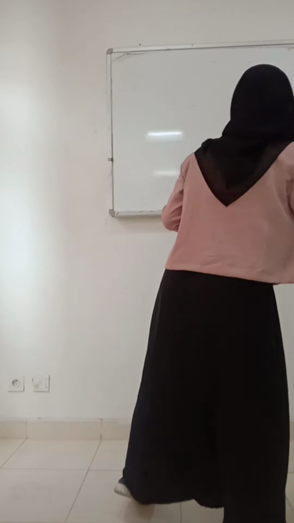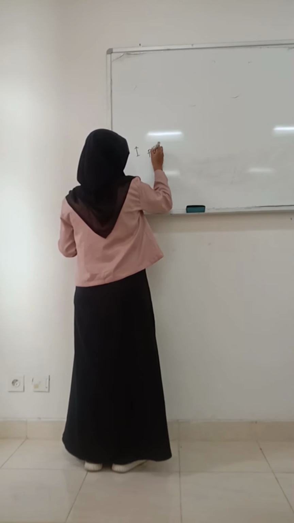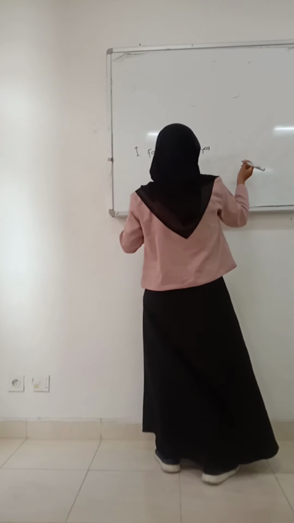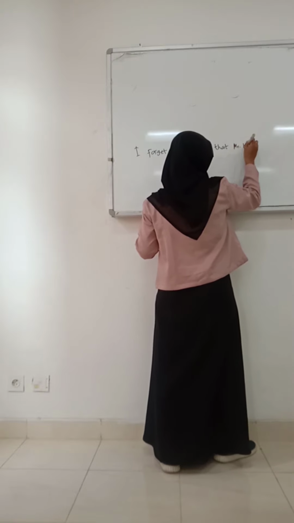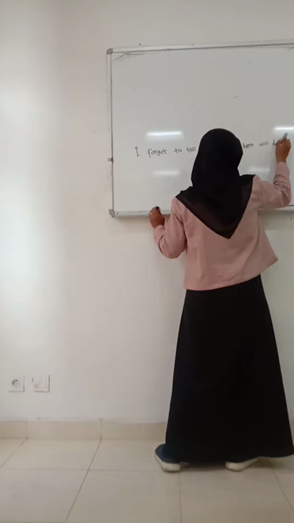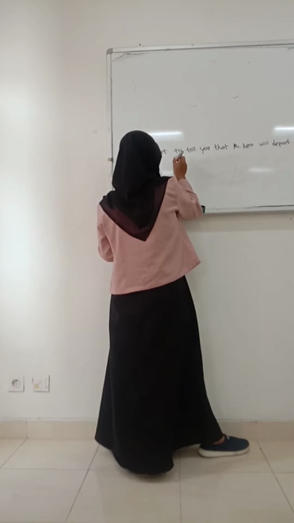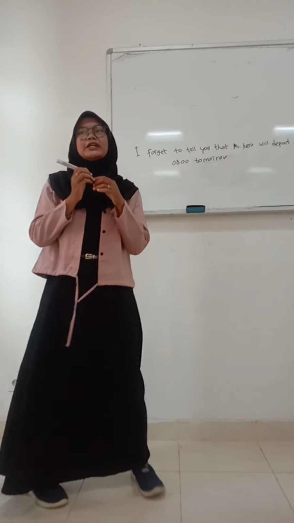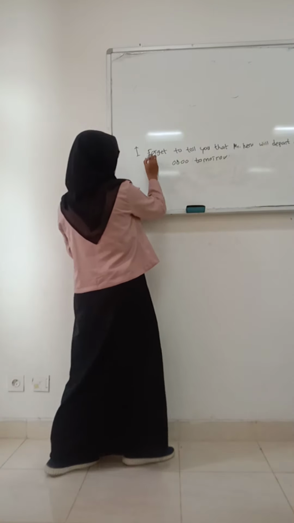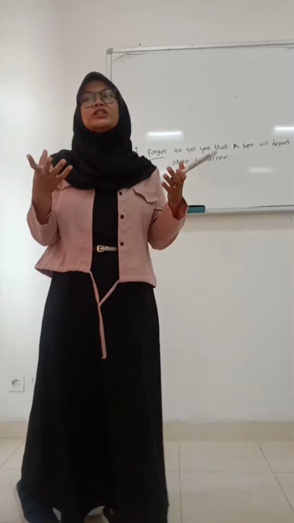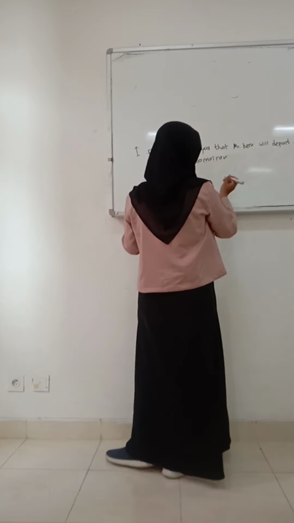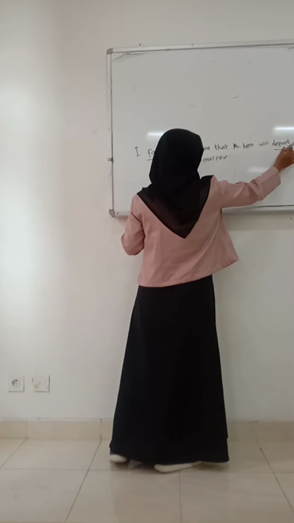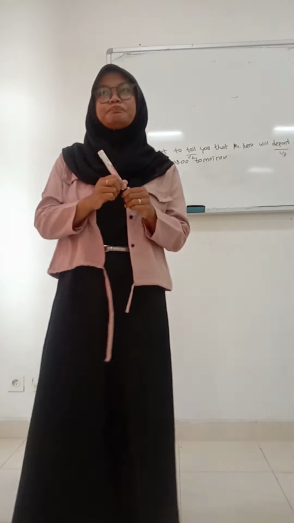For example, I forget to tell you that Mr. Hero will depart at 8 o'clock tomorrow. From this sentence, we found three verbs. The first verb is forget. Forget shows the condition. The second verb is tell, and the third verb is depart. Verb 2 and verb 3 show the activities. Okay, next.